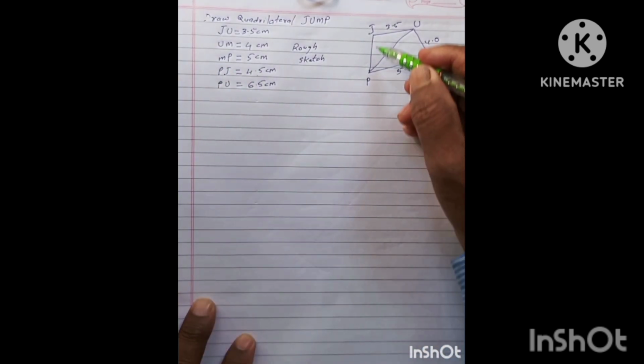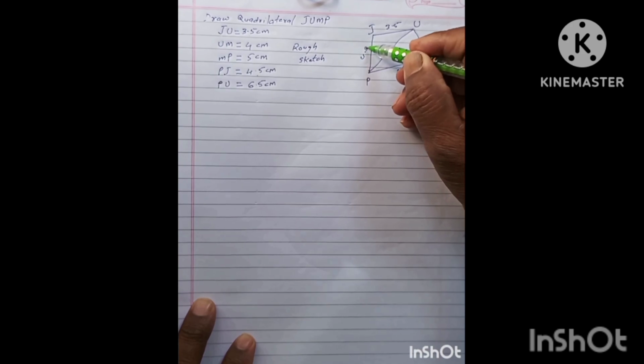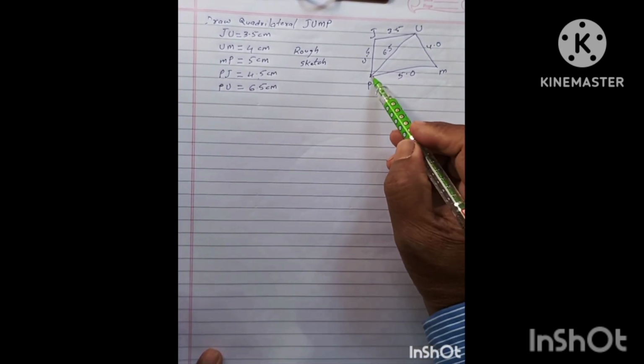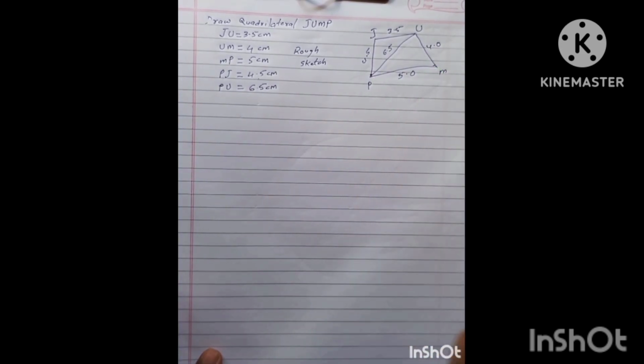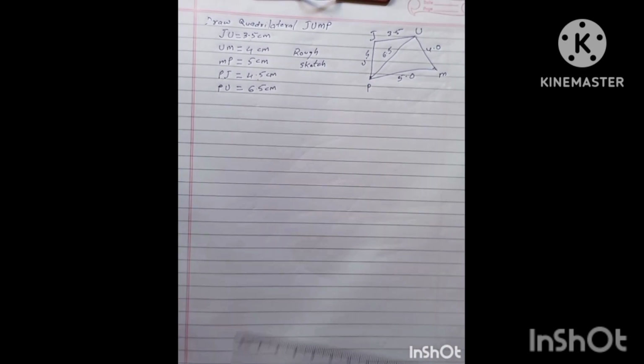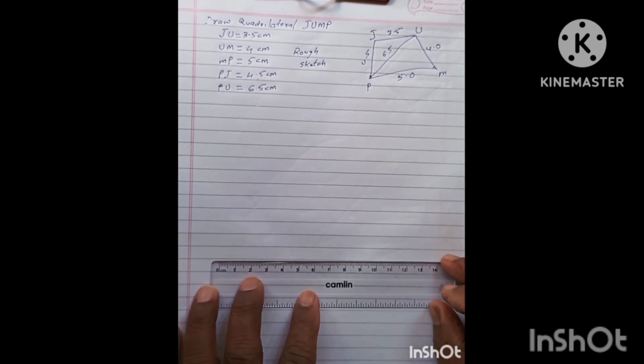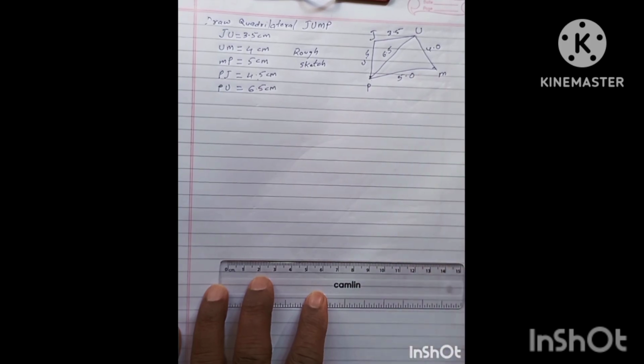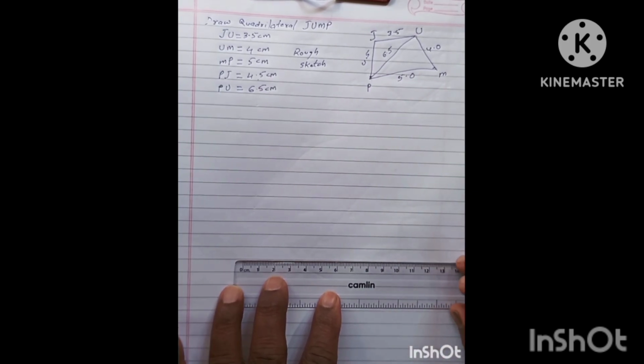See this, I am writing all this. JU is 3.5, UM is 4, like that. Okay, so these are the measurements or dimensions of this. Now you start with this. Okay, it will look like this. Okay, so you start with the base.